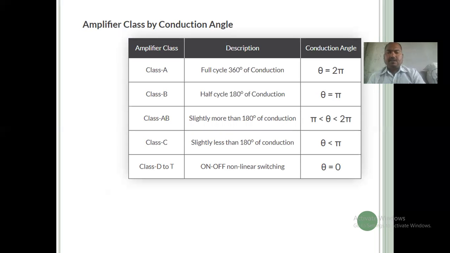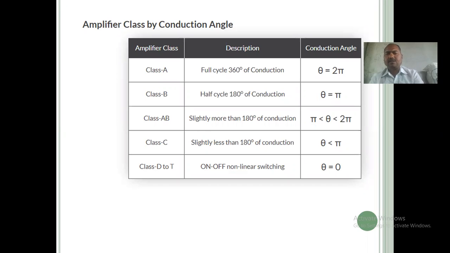Amplifier classes by conduction angle. We see class A, class B, class AB, class C, and D to T type of amplifier. Okay, we know that a class A amplifier uses a single transistor. So the single transistor works for the full 360-degree cycle. So it indicates that the operating period of your transistor is near about 2 pi. 2 pi indicates the full 360 degrees.